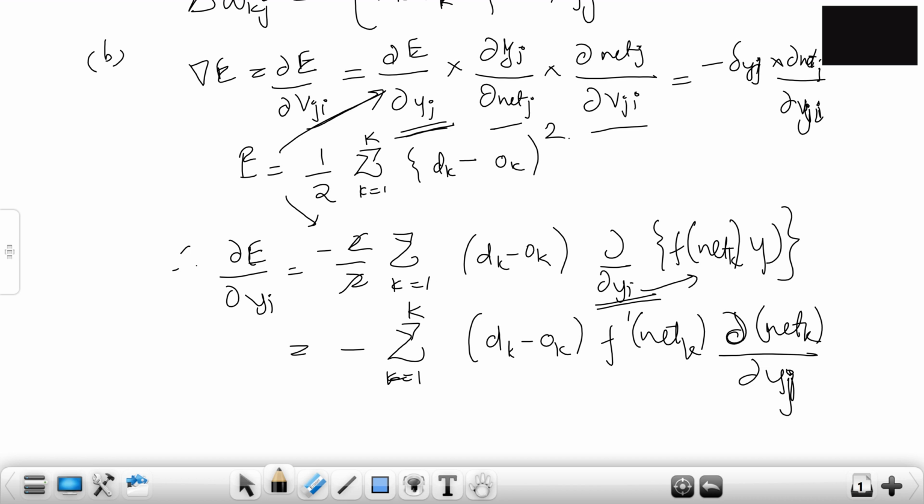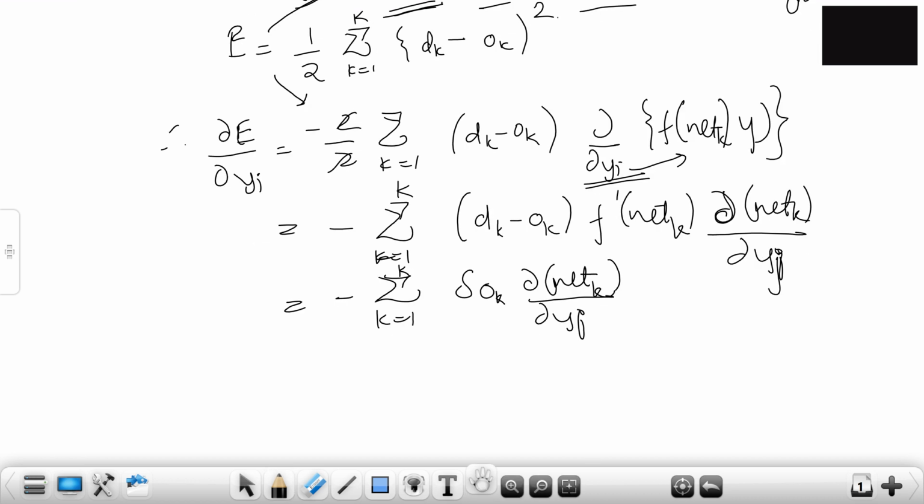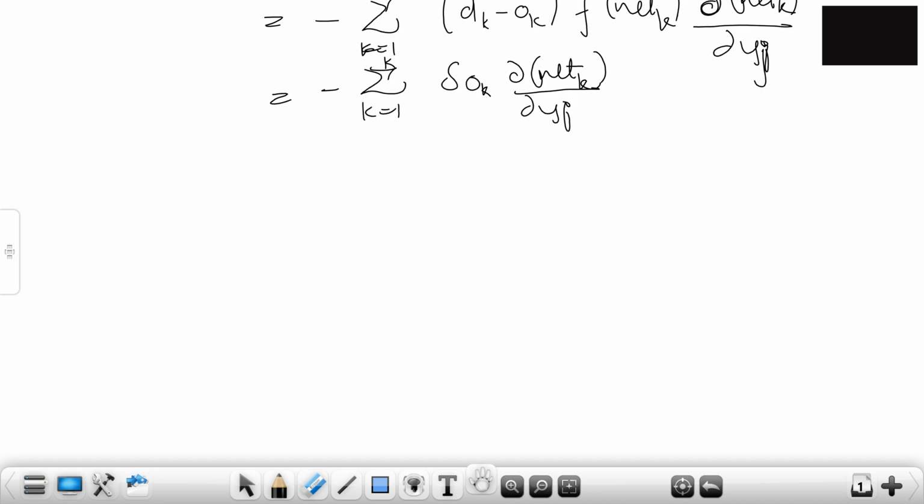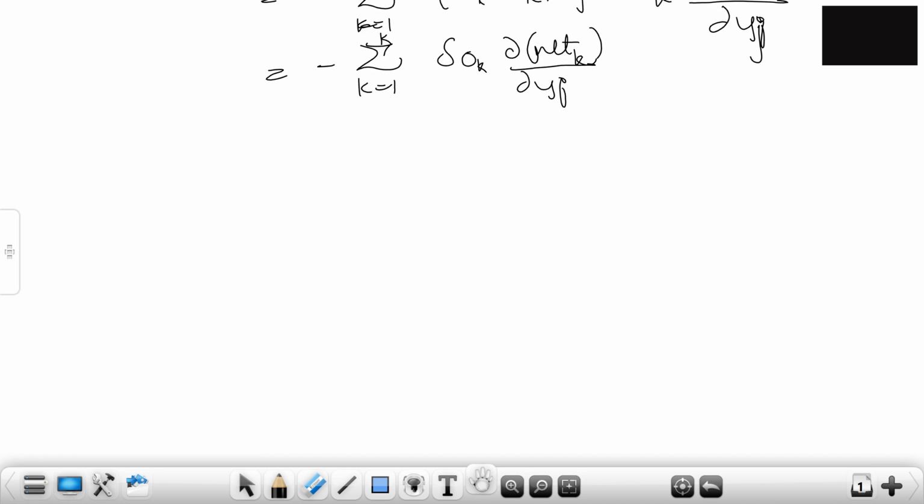Is that okay? Now, after this we can definitely write this as minus of summation k equals 1 to capital K, delta OK, delta net k upon delta yj. Fine. So this is the intermediate answer we get over here, right? Now what is the meaning of net?